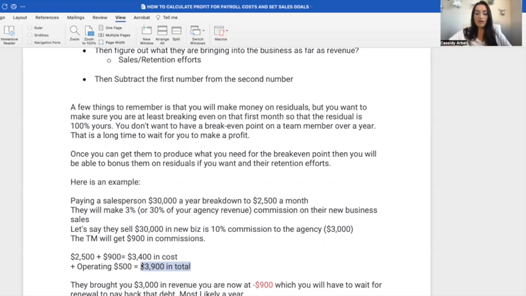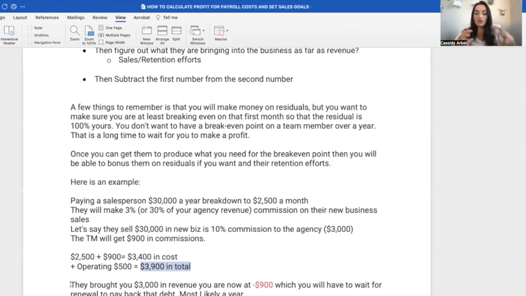Now, let's talk about if they're profitable or not. If they brought in $3,000 in revenue, because we took $30,000 and figured out that we're making 10% commission on that, which is $3,000 for that month, and we subtracted what this employee cost us, we would actually be negative $900 for that month. We would not have broken even for this person.